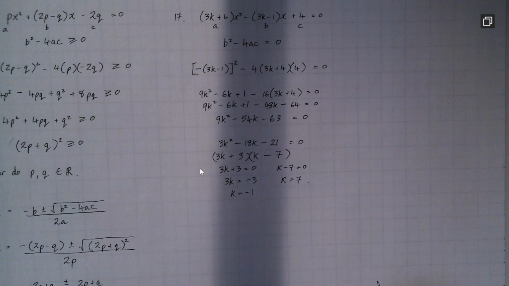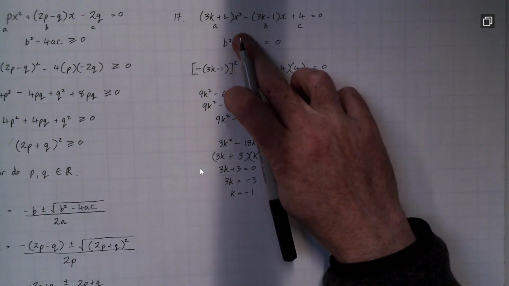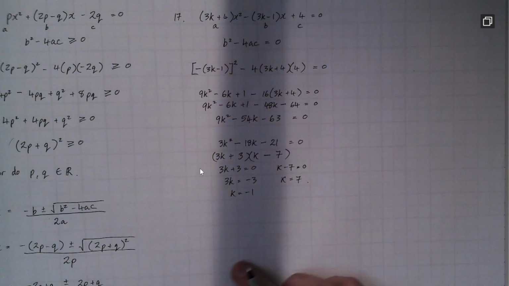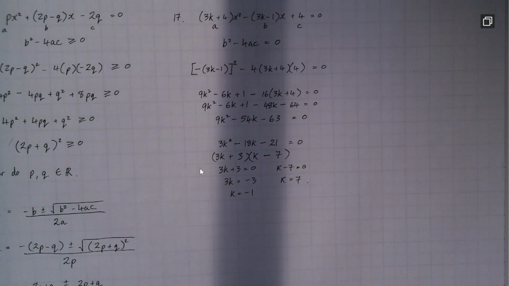Okay, so that's the calculation for this question. Because we want the equation to have equal roots, we just find the values of k that will give equal roots. So we set the discriminant equal to zero to get equal roots.